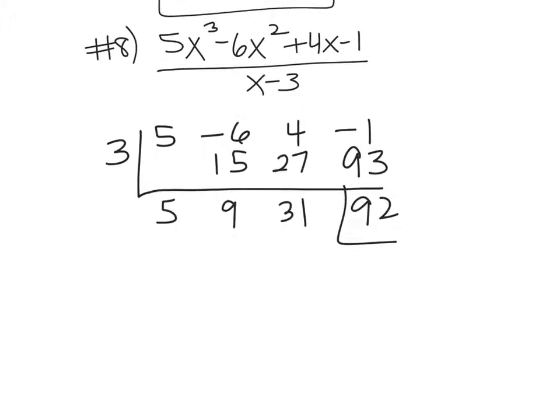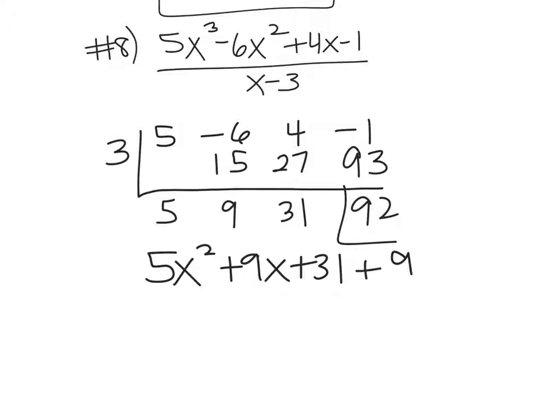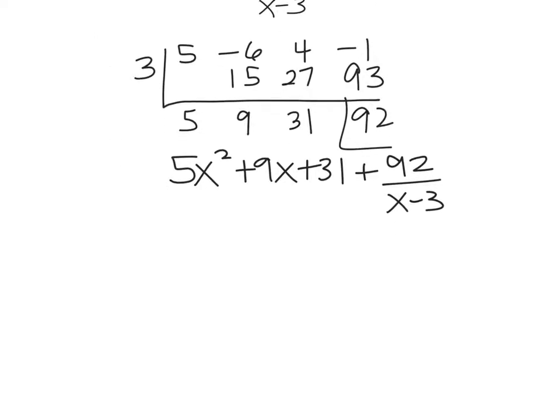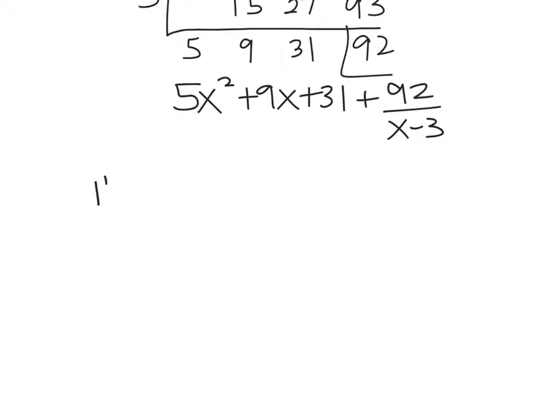Okay, so our answer would be 5x squared plus 9x plus 31. You can say remainder 92, or you can say plus 92 over x minus 3. So that's what we divided by. Okay, now I've got 2 more, 9 and 10.